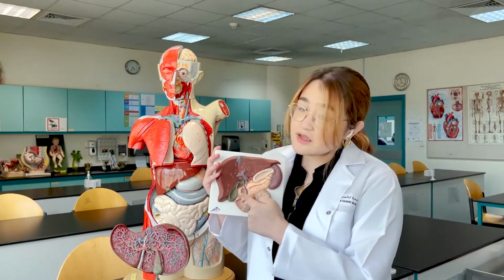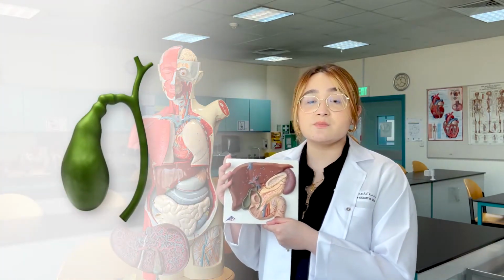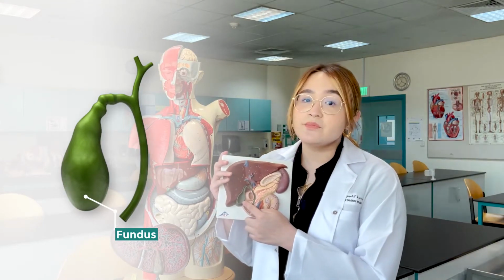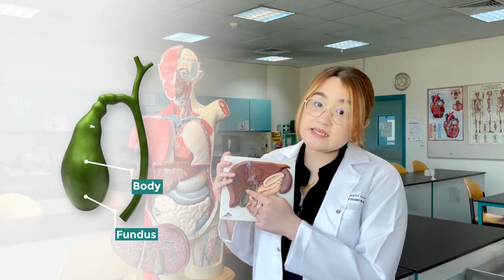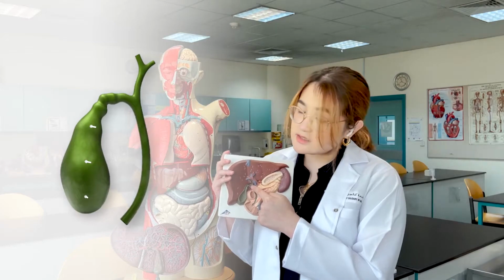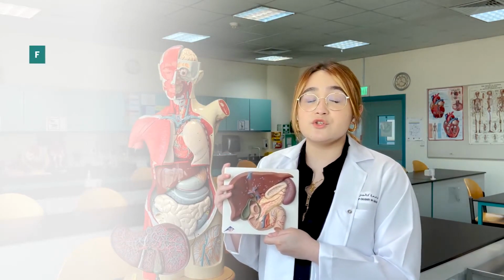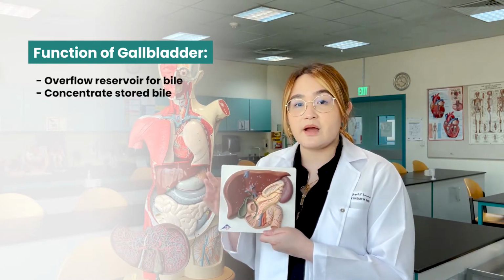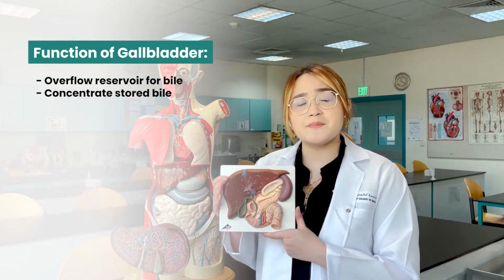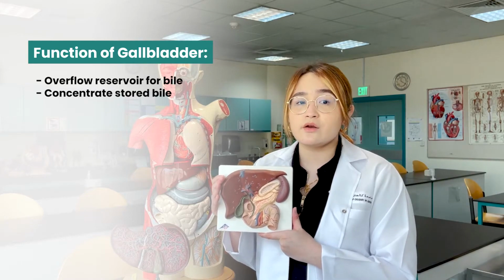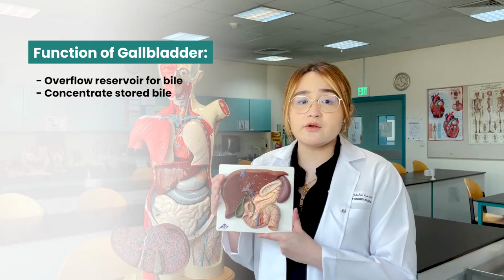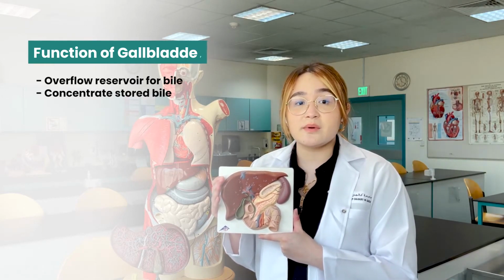The gallbladder here is a pear-shaped sac attached to the posterior side of the liver. It has a fundus or expanded end, a body, which is here, and a neck, which leads to the cystic duct. The structure of the gallbladder, which is its folded lining, allows it to expand and serves as the overflow reservoir for bile. Other than storage, it also helps concentrate stored bile by absorbing water through the walls of the gallbladder. This helps break down fats, destroy microbes, and even neutralize extra stomach acid.